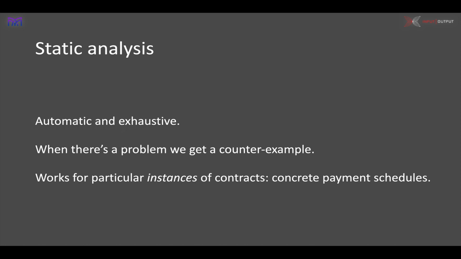But the thing to realise here is that this works for particular instances of contracts. So if we think about the zero coupon bond, we said exactly what the start date is and the end date. We've said exactly what the notional and the discount are. So that we have specific numbers in there. But given that it's a real contract as would be executed, we can do this automatic and exhaustive testing.